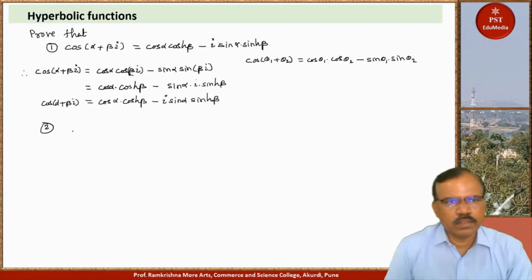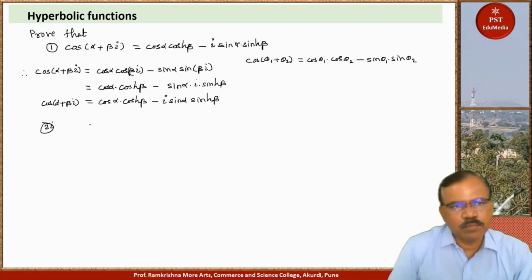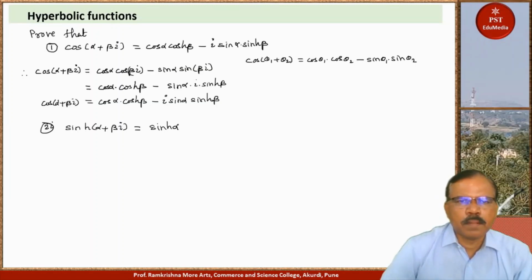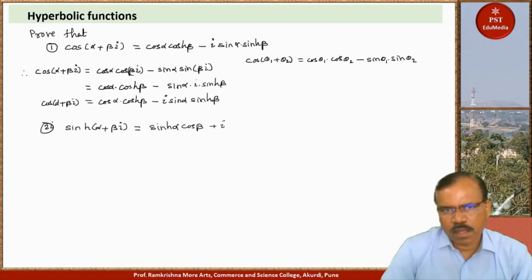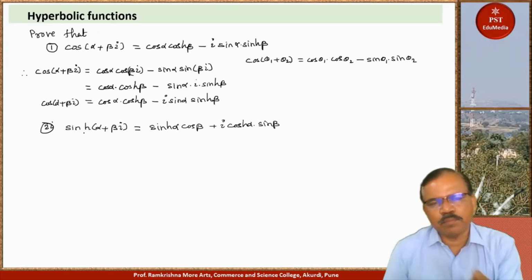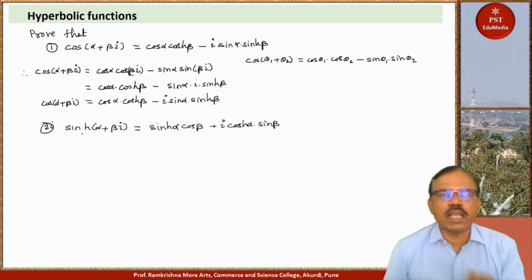Now let us take second one. Now second one, it is sin hyperbolic alpha plus beta I is equal to sin hyperbolic alpha into cos beta plus I times cos hyperbolic alpha into sin beta. We have to prove this.